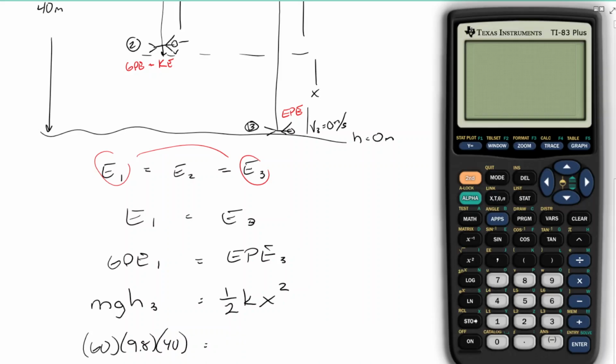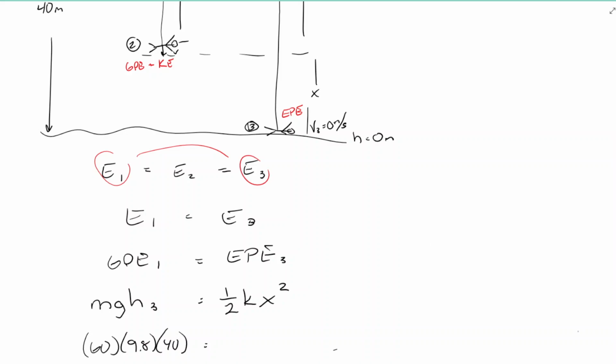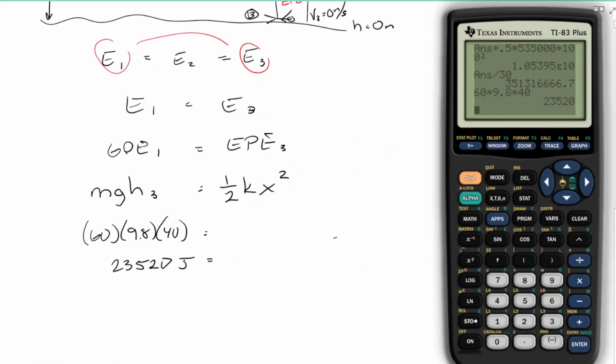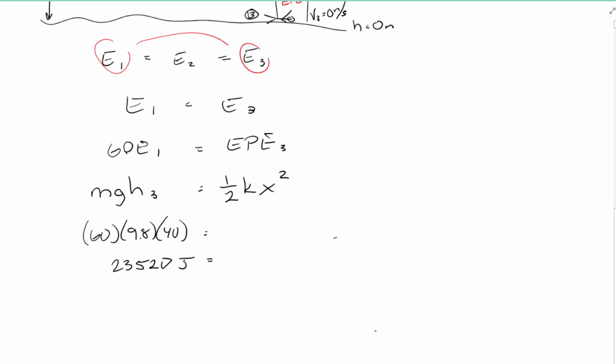We can calculate the total energy this jumper has. 60 times 9.8 times 40. The total energy is 23,520 joules. 23,520 joules is the total energy this jumper has just by being elevated. And on the right side, we have 1/2 of 100 times x squared. So that's going to be equal to 50 x squared.